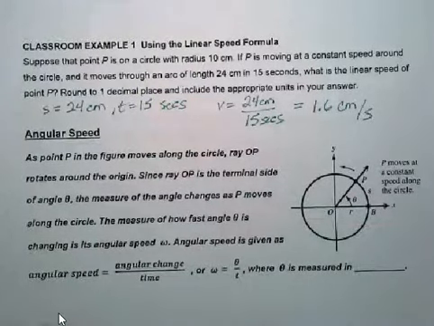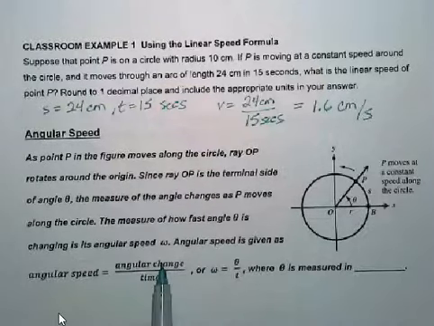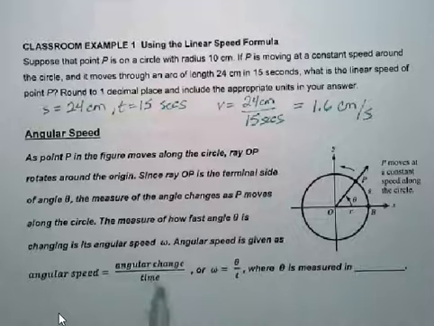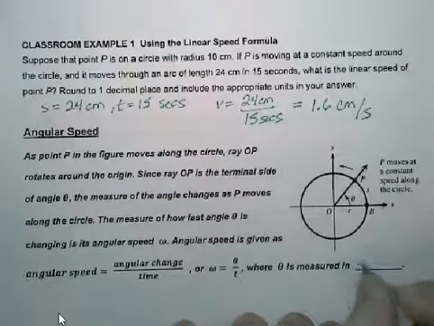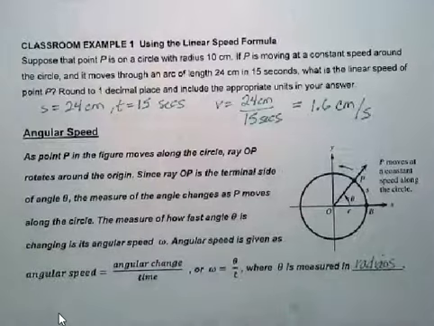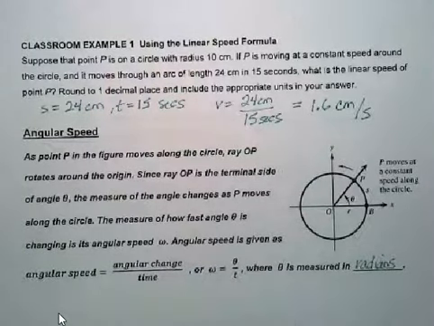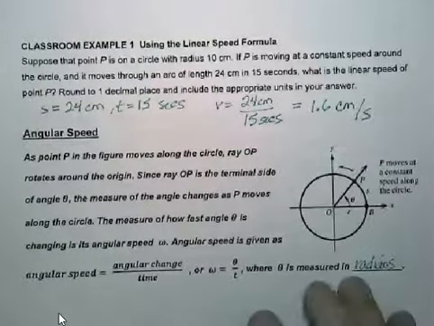This is a lot like what we did with the linear speed. In that formula, what we had on the top was the arc length, and we divided by the time. This time, since we're trying to find the speed that the angle is changing, what we're going to have on the top is the angle. It's very important that you remember for any of these formulas, your angle theta has to be measured in radians.